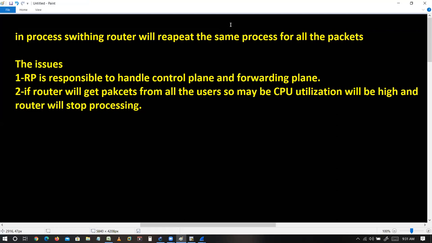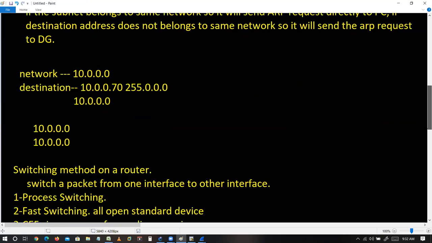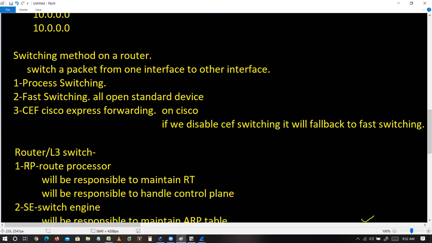What we learned just now was the router's components, right? The router processor. Basically, those are the router components: RP and switch engine. We are discussing the switching methods of a router. These two components will work in every scenario, in process switching, fast switching, and CEF switching, in all conditions, whenever routers are sending packets.